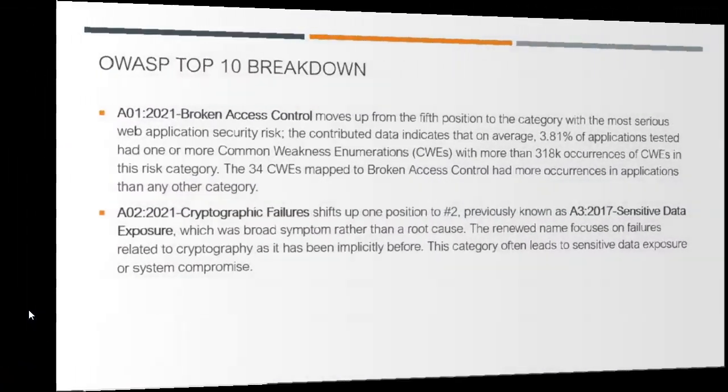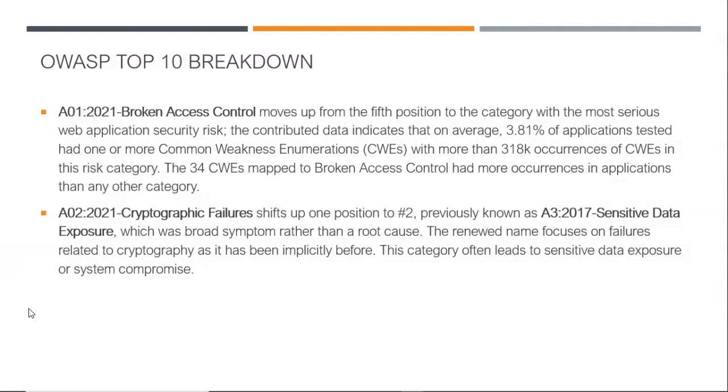A01 2021, Broken Access Control, moves up from the 5th position to the category with the most serious web application security risk. The contributed data indicates that on average 3.81% of applications tested had one or more common weakness enumerations, CWEs, with more than 318,000 occurrences of CWEs in this risk category. The 34 CWEs mapped to broken access control had more occurrences in applications than any other category.